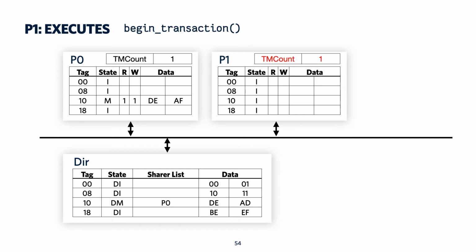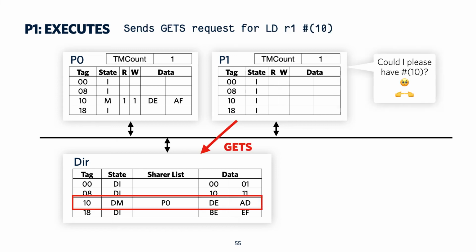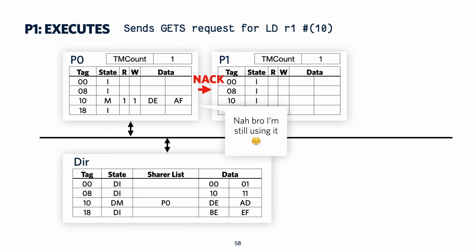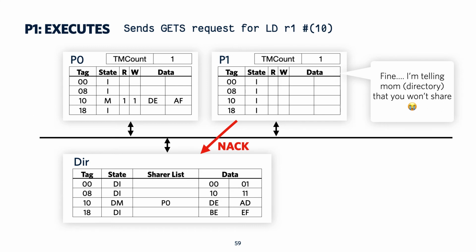Now let's consider P1 starts a transaction. So now TM equals 1, and it requests the same address. So it says, hey, can I have the block for address 0? So it talks to the directory. The directory says P0 owns it, so it forwards the request to P0. P0 checks its own R and W bits and says, no, I'm still using it. So it sends a NACK signal to P1, and P1's like, okay, you know what, fine. I'm going to send a NACK to the directory because I haven't made any changes.